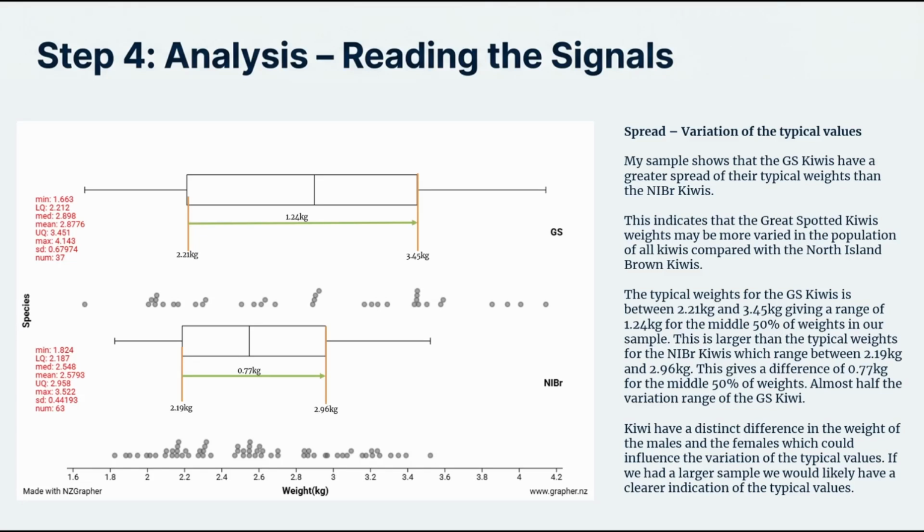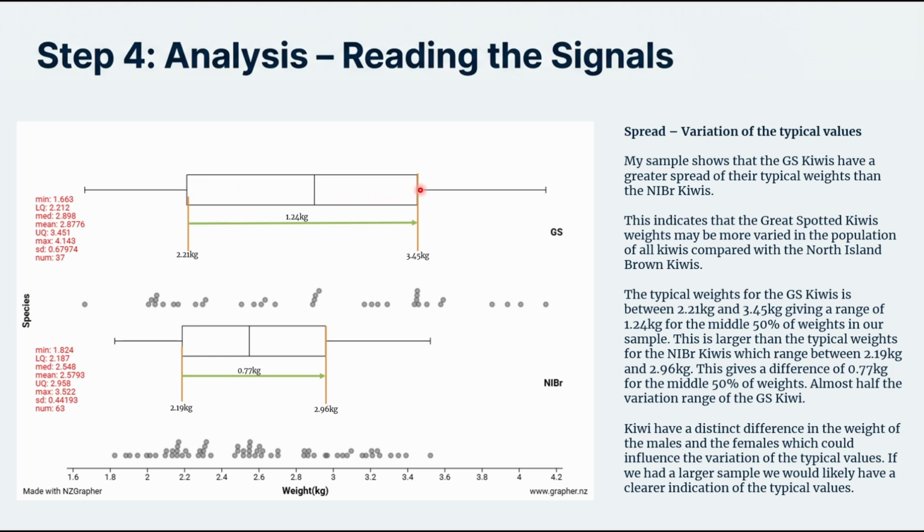that is spread. Now, spread is an interesting one because what it is actually describing is the variation that we are seeing in typical values of our sample. The typical values is also called the middle 50%. When we remember how a box and whisker graph is structured, each section is 25%.